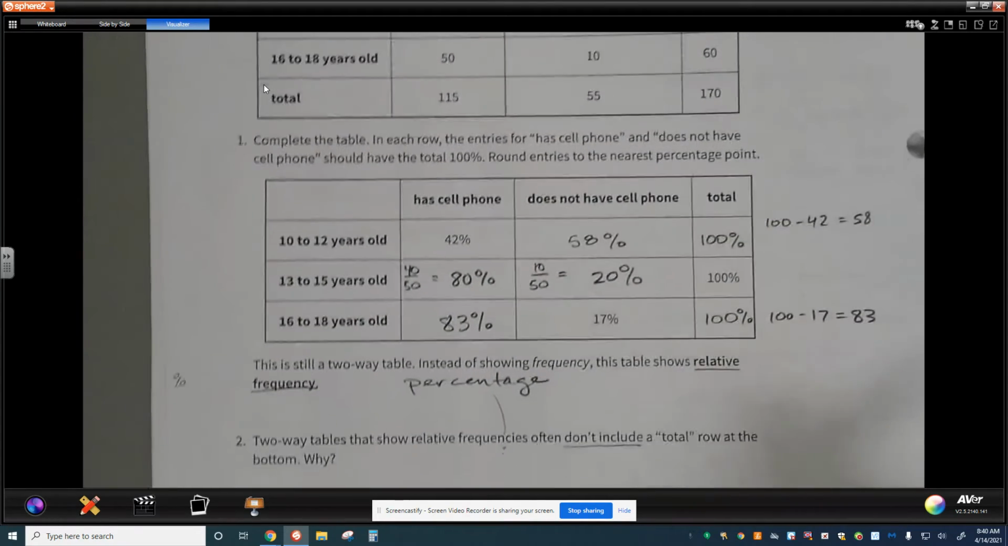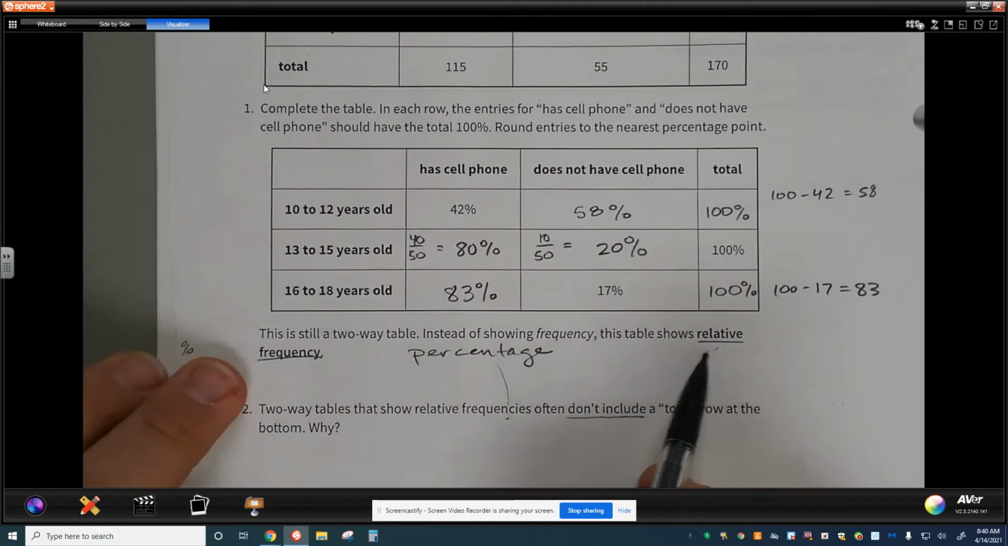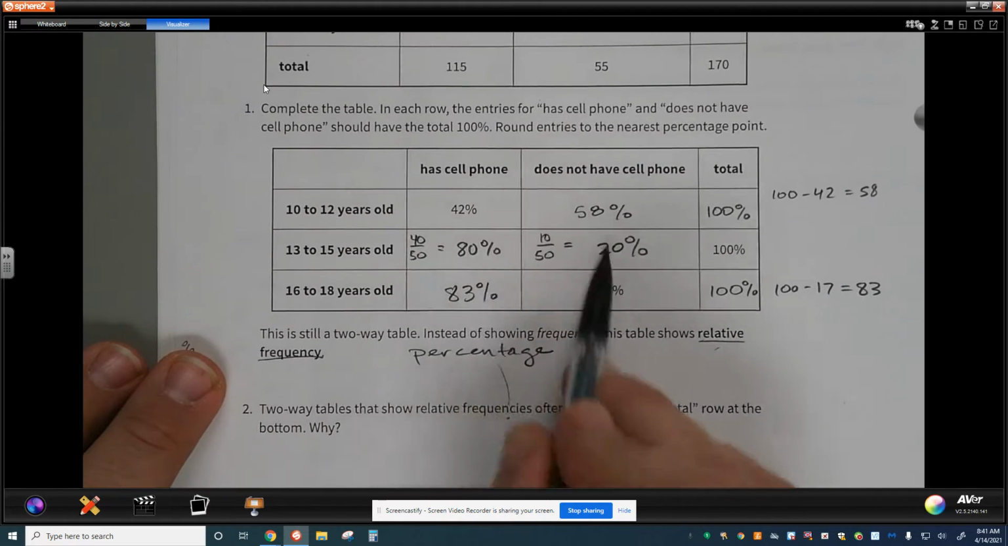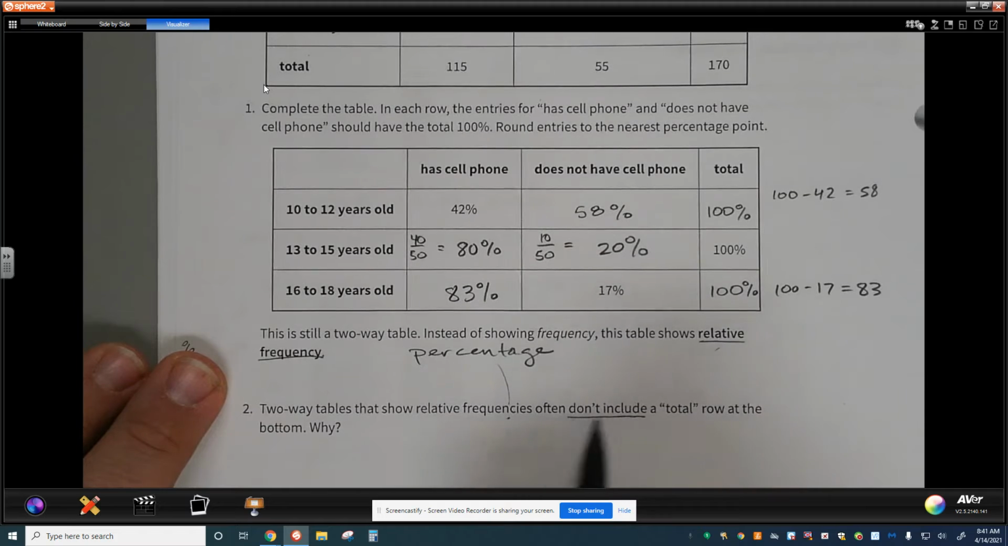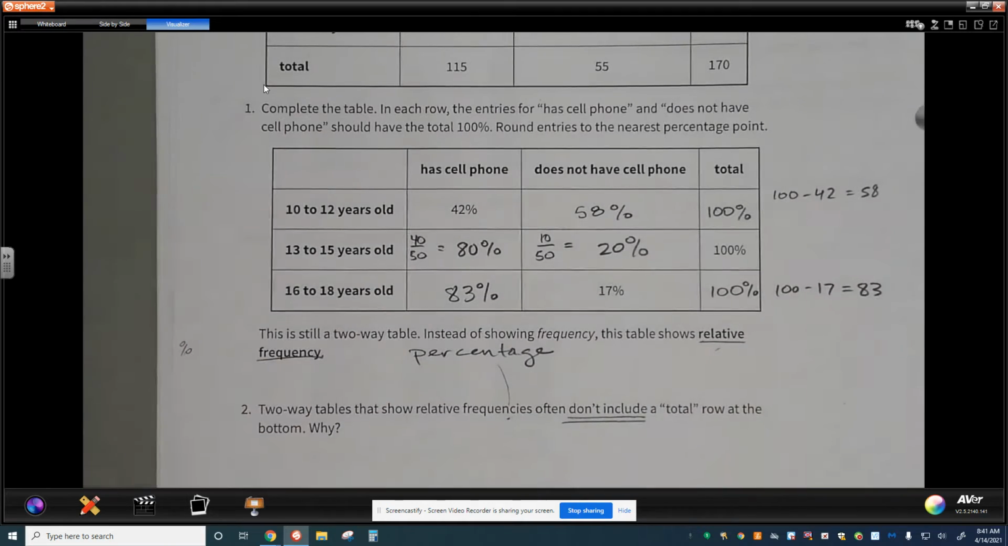So when we look at these two-way tables, it says two-way tables that show relative frequency. Again, relative frequency means not exact value, but really close. Some of these were rounded up. They often don't include a total for the bottom row, meaning right here. How come there's no total down here at the bottom? Well, let's see something interesting.